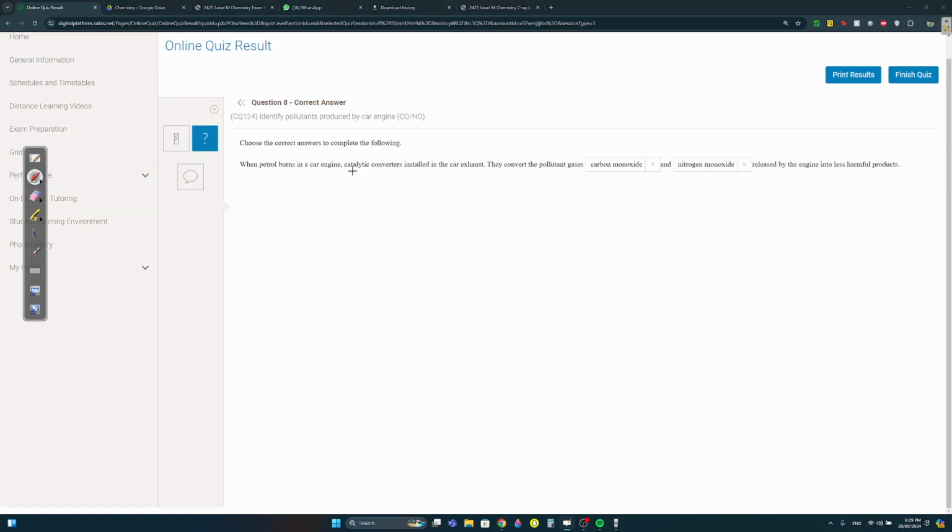When petrol burns in a car engine, what do the catalytic converters do? They convert the pollutant gases. What are the pollutant gases in a car? Carbon monoxide and nitrogen monoxide.